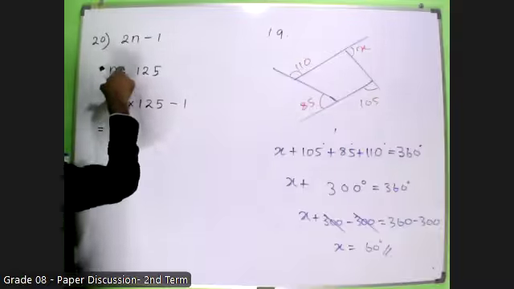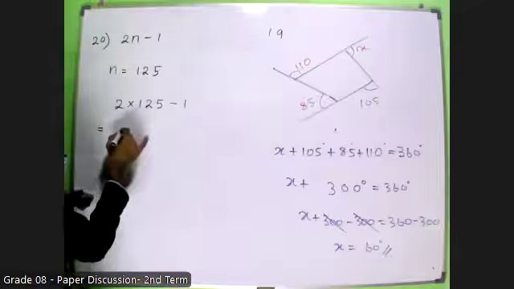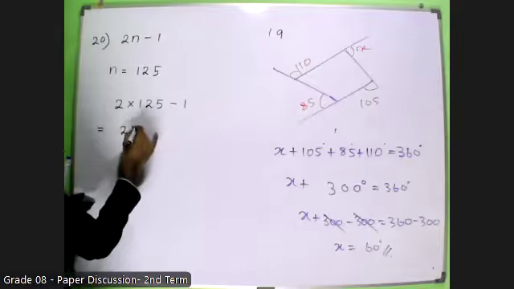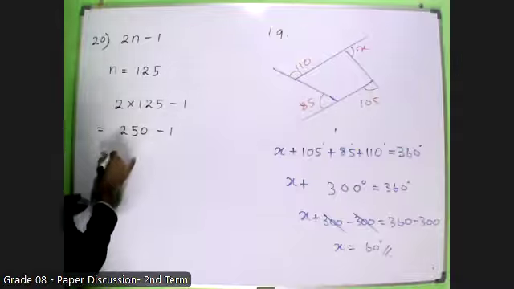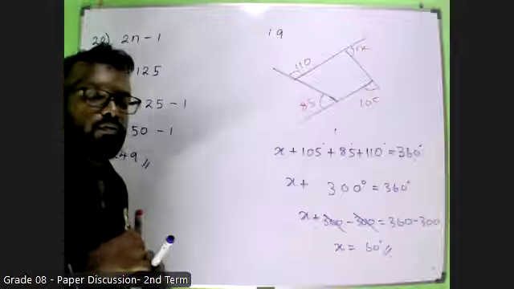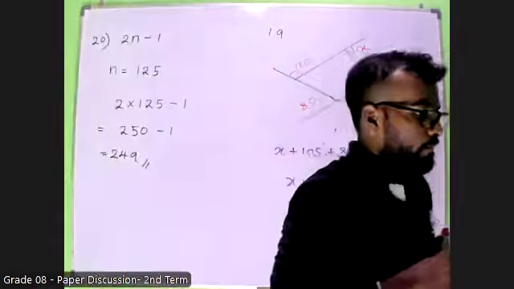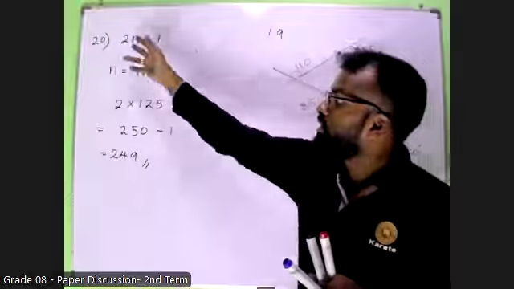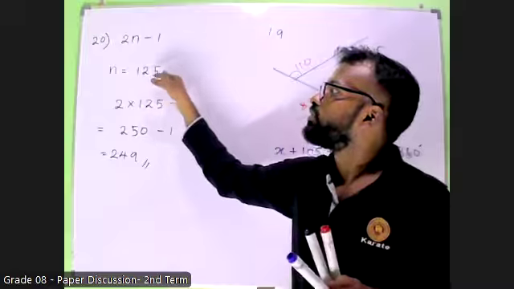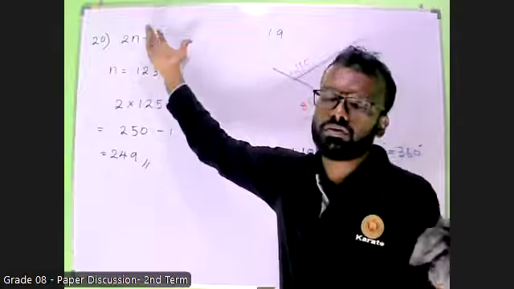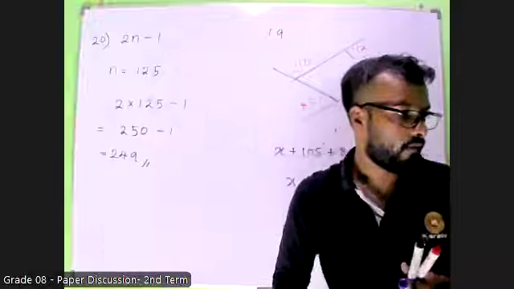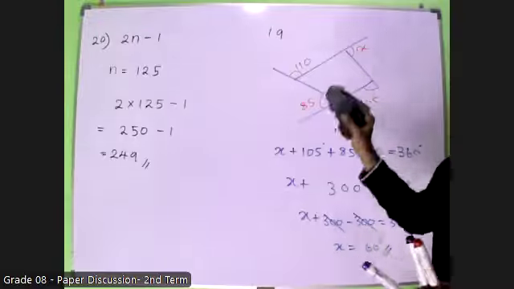125th term. N should be equal to 125. So multiply it. 2 times 125, 250 minus 1 will give you 249. So your answer will be 249. Now I have a general term and I have the term n, 125. So substitute it in n. So that is how we are going to get the answer for this kind of thing. Okay, that is good, right?